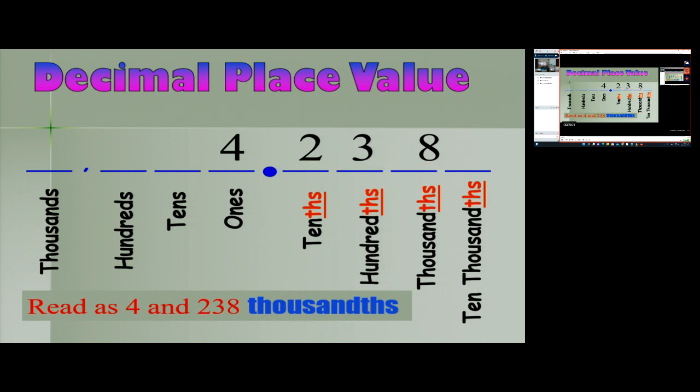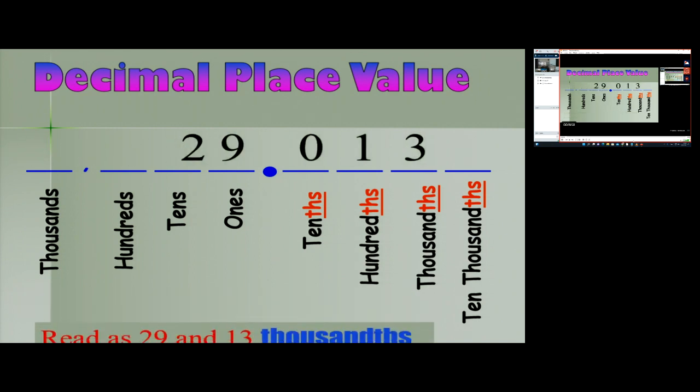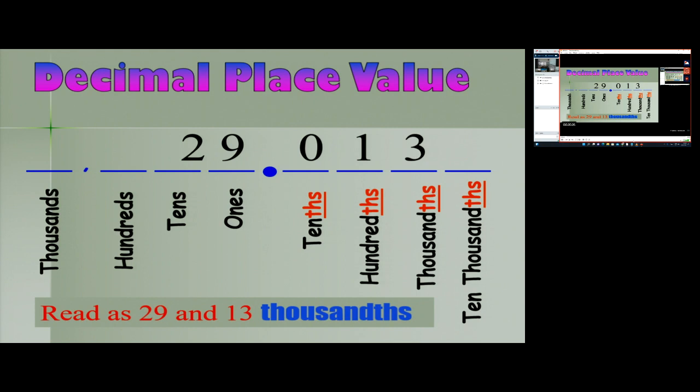You understand? Okay. I want to call someone. Can you please stand up? Yes. How do you read that? Can you please read that number? Again? Very good. So that is 29 and 13 thousandths.